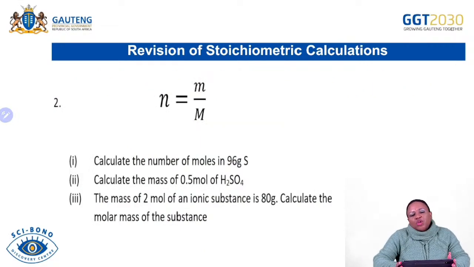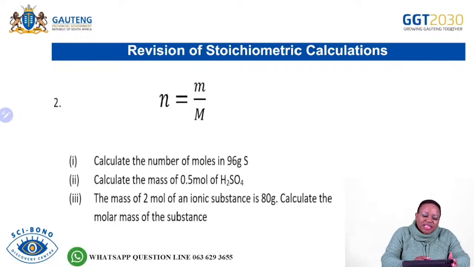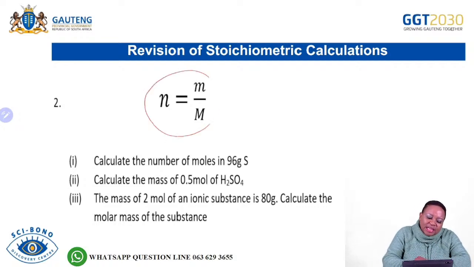Now, let's look at the revision from grade 10. We know that in grade 10, we calculated the number of moles. The number of moles will also assist us in this topic, acid and base calculations, because we will always need to calculate the number of moles, since most of the time we work with moles. Therefore, the formula that we use, starting from grade 10, is n, which represents moles, is equal to the mass over the molar mass.